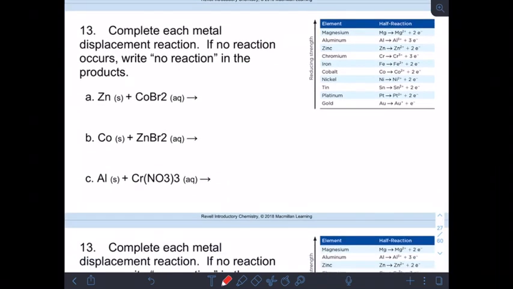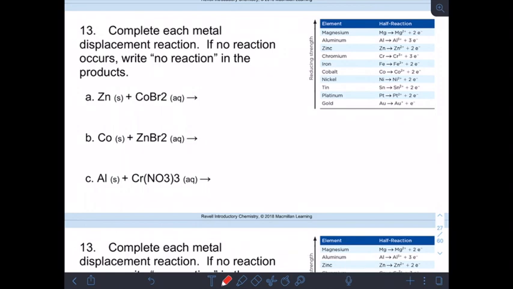All right, let's complete each metal displacement reaction. If no reaction occurs, write no reaction. So let's decide first whether a reaction will happen before we bother trying to put things together. If a reaction happens, we're going to do a single displacement reaction, right? But let's decide first if something will happen.